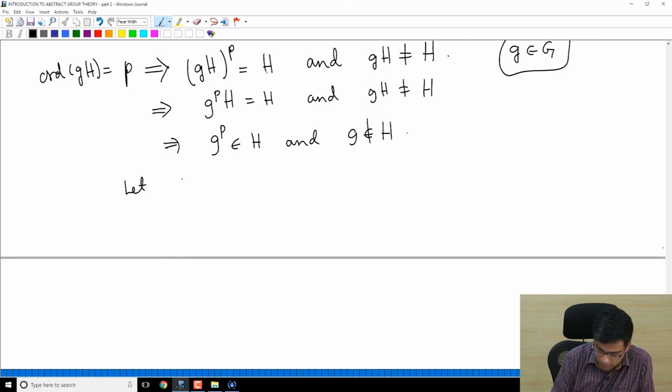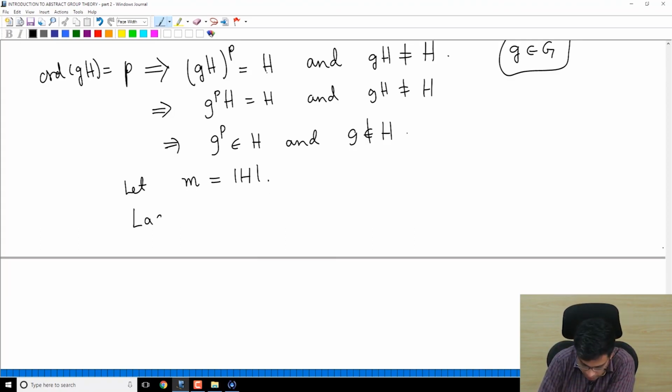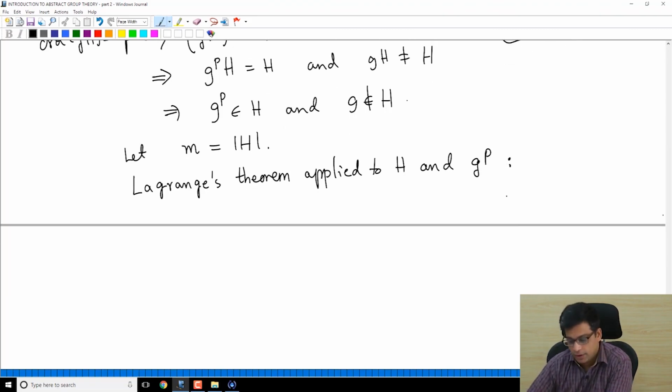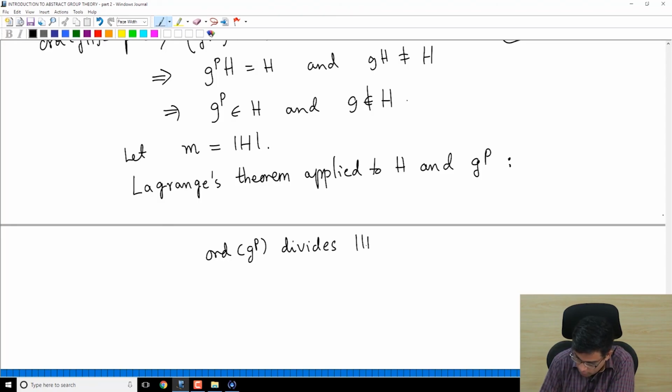Now let us denote by m the order of H. I am just giving it a name. Let m be the order of H. Then what we have is, by Lagrange's theorem applied to H, what is Lagrange's theorem? It says that if you have a finite group and an element in it, the order of the element divides the order of the group. Order of g power p divides the order of H, which I called m.